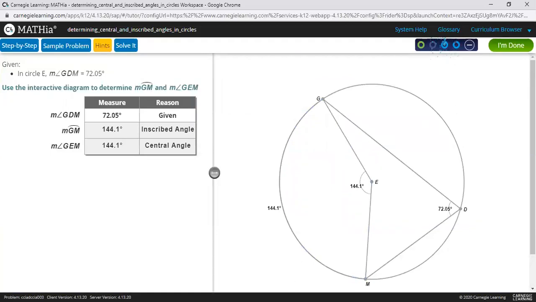All right, so those example problems should help you be able to get through the rest of this workspace.